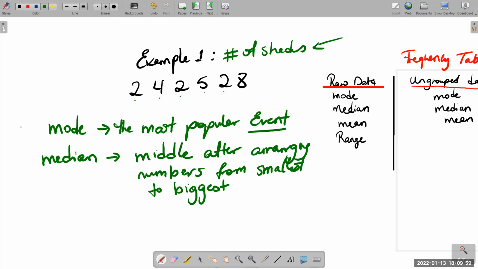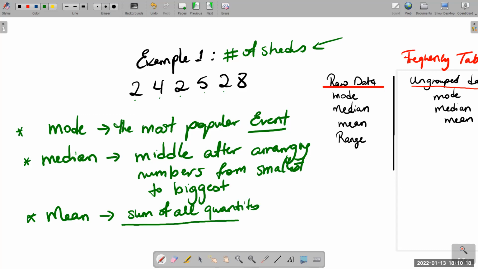And we did the mean already, and we know the mean has a formula. And how do we find the mean? The mean is the sum of all quantities divided by the number of quantities. So these are the 3 very important concepts that we need to have.